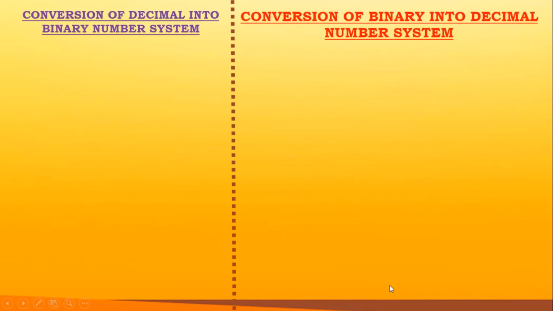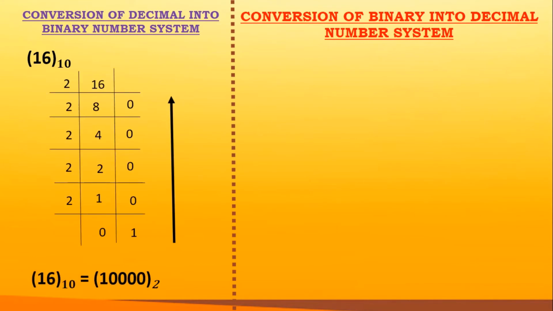Okay my children, let's see one more example here. So here it is 16. So this is the conversion of the decimal number 16. And this is what we have got in the binary form. We have got 1 and 4 times 0, that is the binary conversion of decimal number 16. Okay, here it is in the reverse order. This we have done in the previous session.